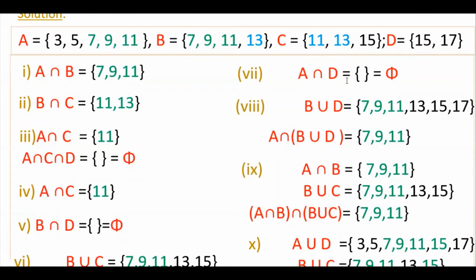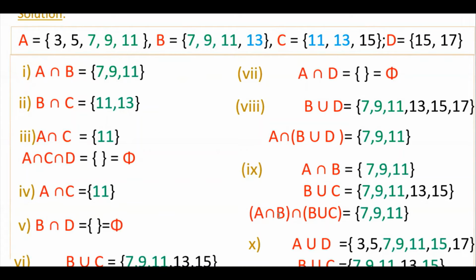And next, seventh one: A intersection D. A and D have no common elements, so it is an empty set. And B union D: write all the elements 7, 9, 11, 13, 15, 17. Now A intersection (B union D): first find B union D, then A intersection B union D. Here is the A set, and this is B union D. So the common elements are 7, 9, 11.